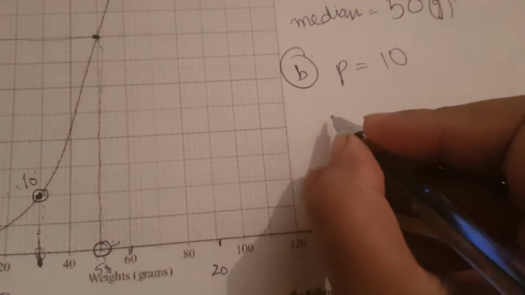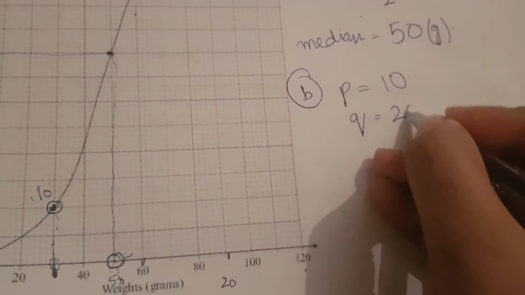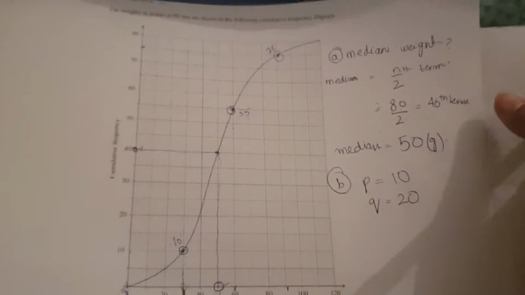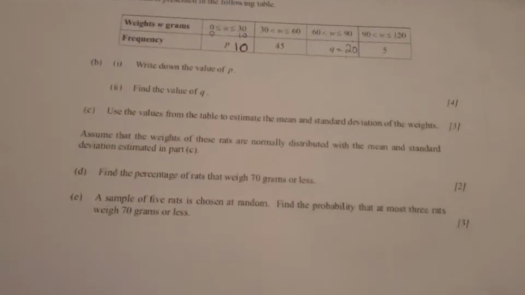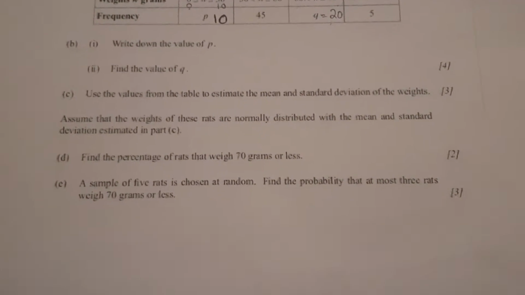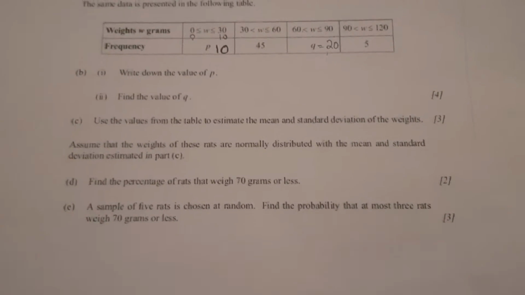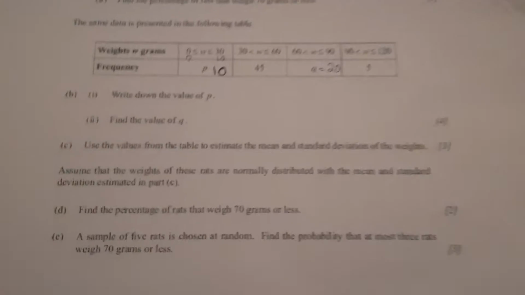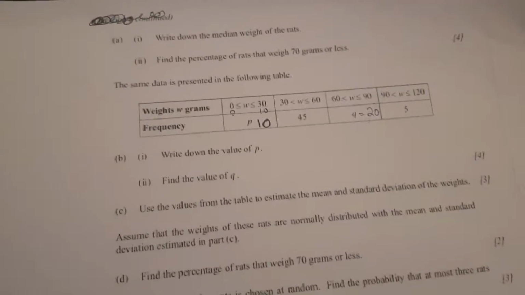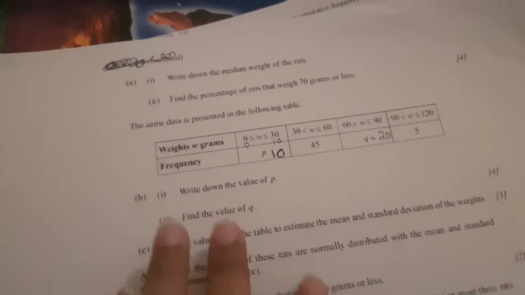Okay. Part B, Q is equal to 20. Part C. Use the values from the table to estimate the mean and standard deviation of the weights. Mean and standard deviation, you can use calculators to solve it and it's very easy.